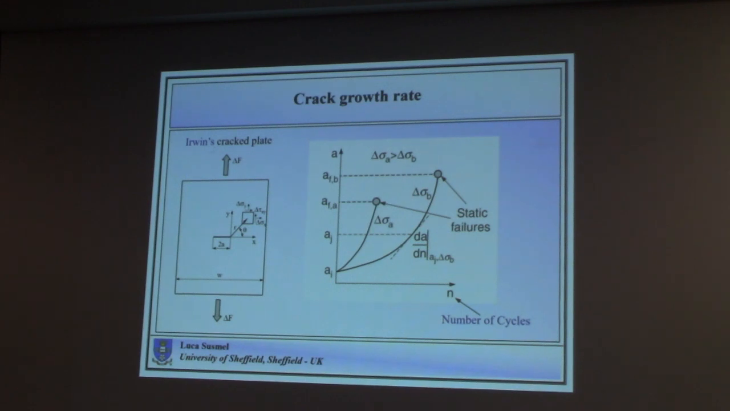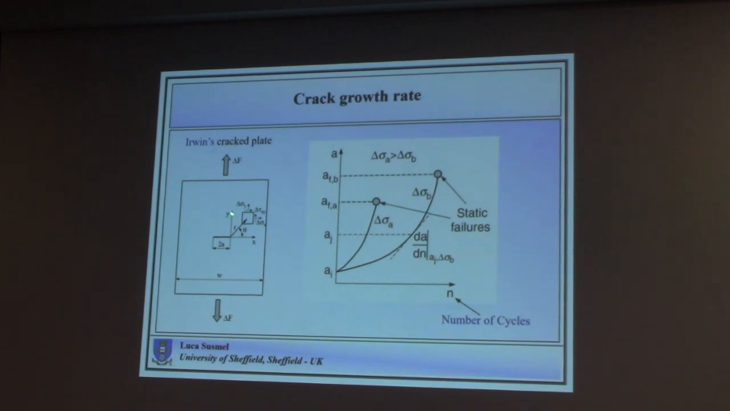Why does a crack propagate? And also the other side of the coin is, why do cracks sometimes arrest themselves? Why do they stop propagating? So it's another interesting and clever question you should always ask yourself when modeling this phenomenon.